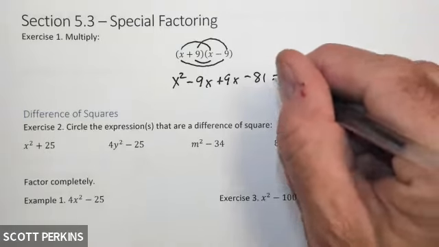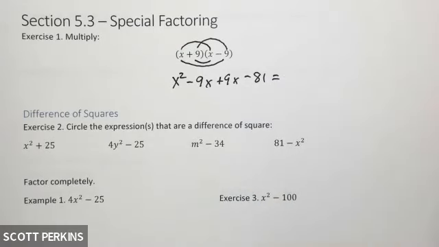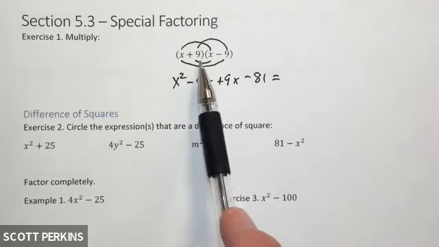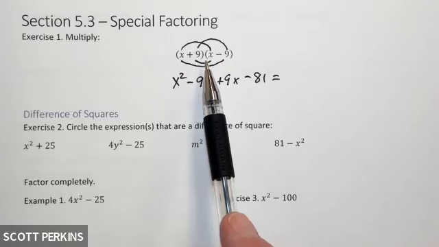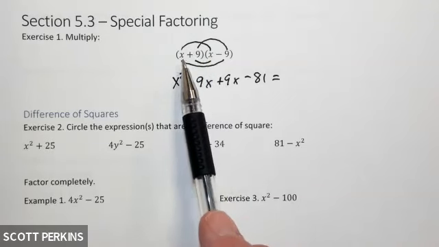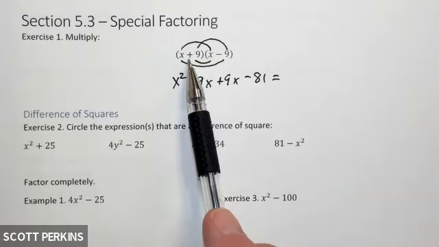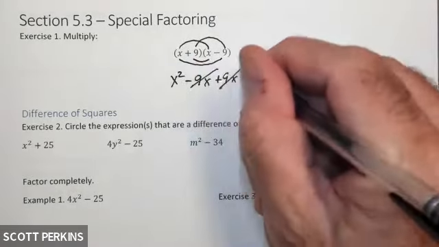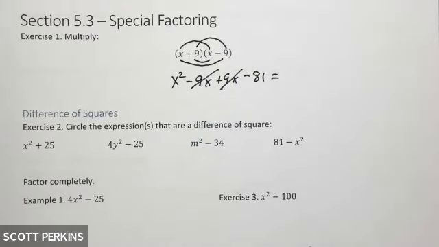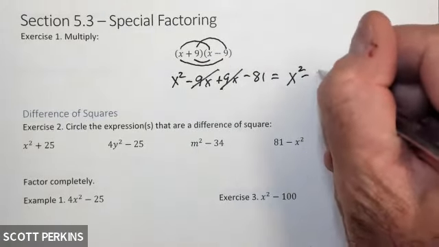And when all is said and done, and I add my like terms, what happens to my outers and my inners on this one? There's no more. They cancel. What about the original problem is significant here that makes my outers and my inners cancel? Yeah, we've got the same two values. We've got an x and a 9, but I've got a positive between one and a negative between the other. That's the significance here. So my outers, my inners, a -9x, a plus 9x, those cancel. I have x squared minus 81.